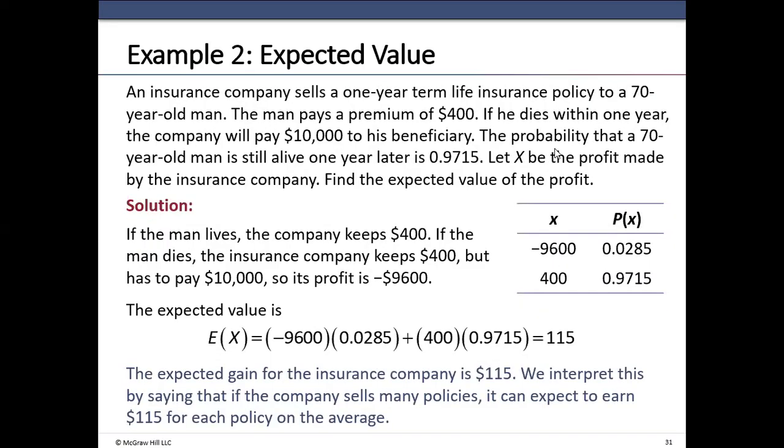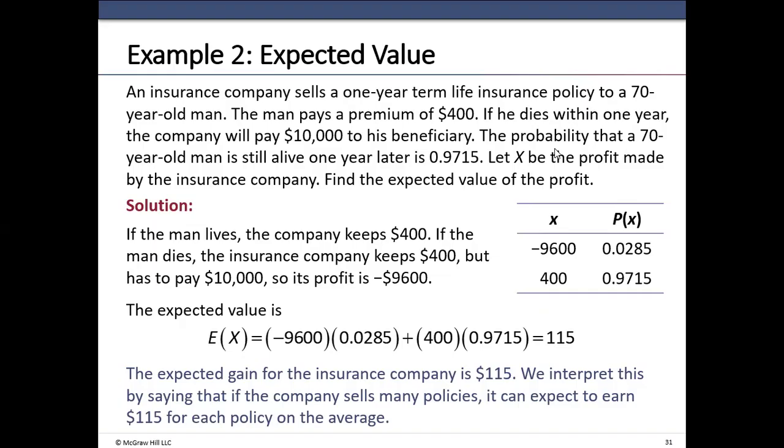An insurance company sells a 1-year term life insurance policy to a 70-year-old man. The man pays a premium of $400. If he dies within 1 year, the company will pay $10,000 to his beneficiary. The probability that a 70-year-old man is still alive after 1 year is 0.9715.